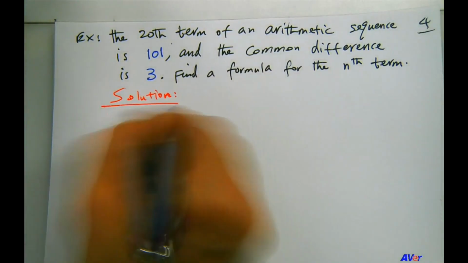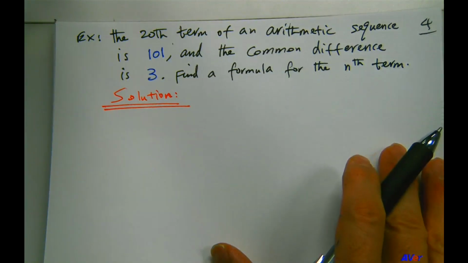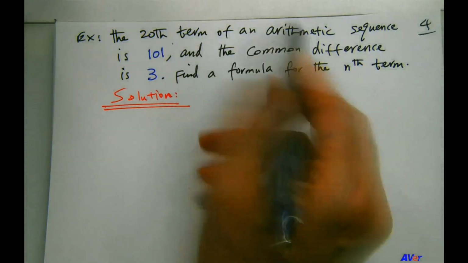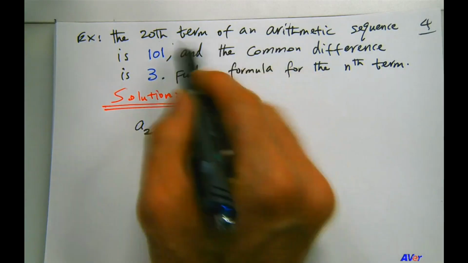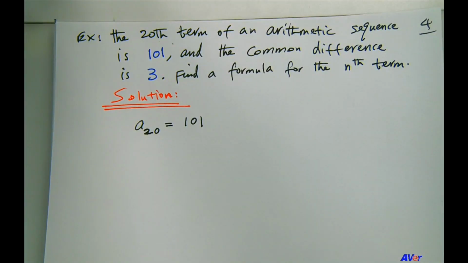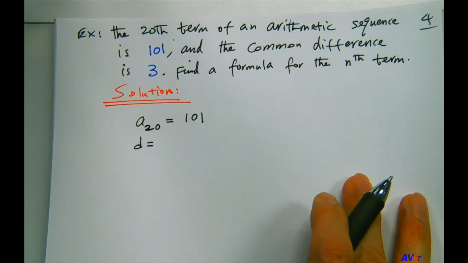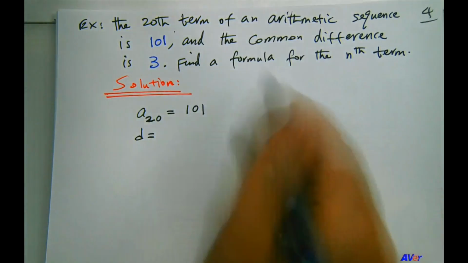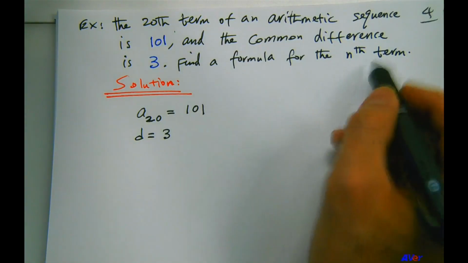So I recommend that you pause the video, answer the question on your own, and then come back to the video again after that. Okay, so I'm assuming you've done that. So the 20th term, or A20, we are told it's equal to 101. Okay, we are told that. We are also told that the common difference, or D, is equal to 3. And we want to know the nth term.